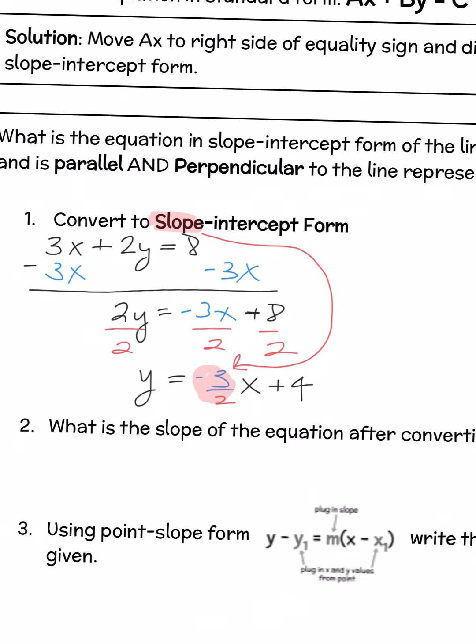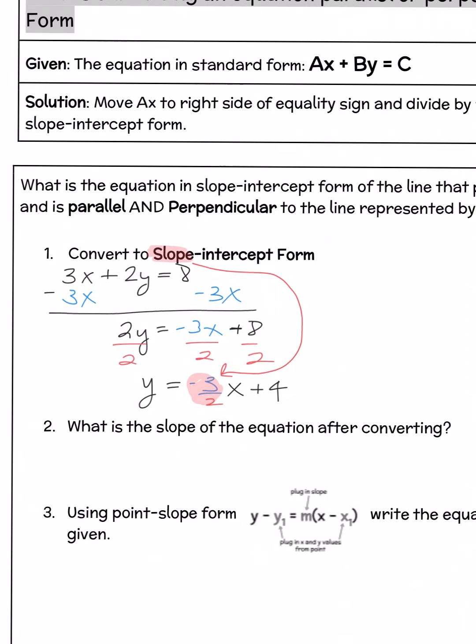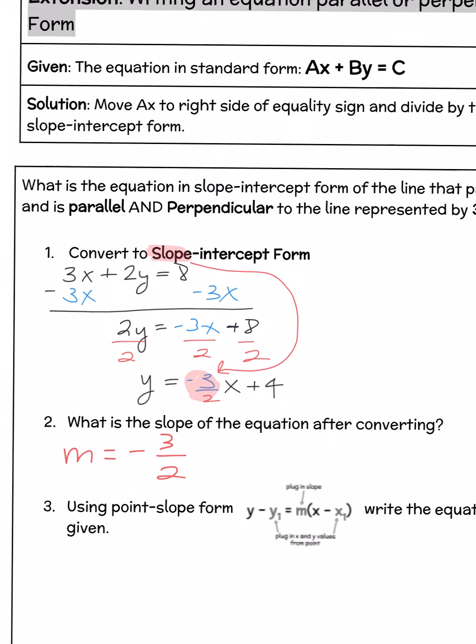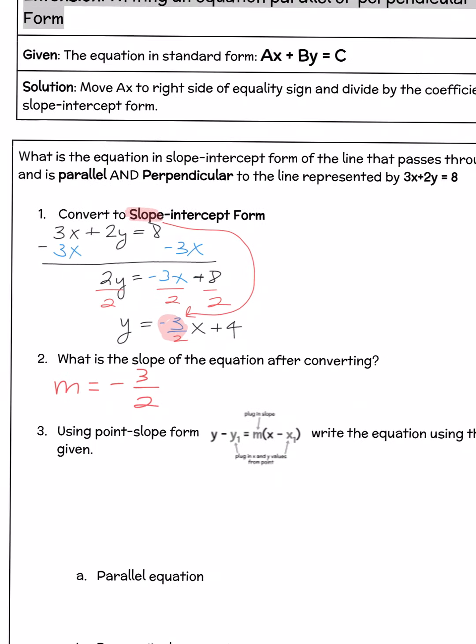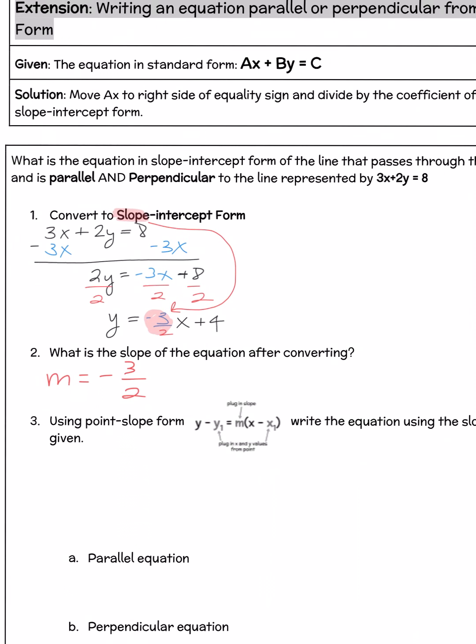So now we have to identify what is the slope of the equation after converting. Well, I just went ahead and highlighted that, and my slope, m, is going to equal negative 3 over 2. That's what we found from earlier. Then, using the point-slope form, write the equation given. So the first equation that's going to automatically be found is the parallel line because we already have a slope. And remember that parallel lines have the same slope. So this is going to be the easiest one to find.